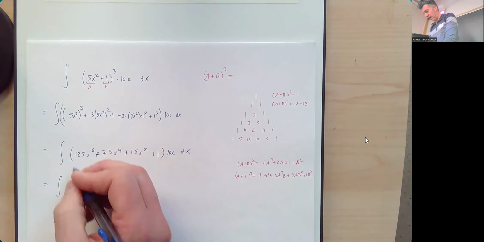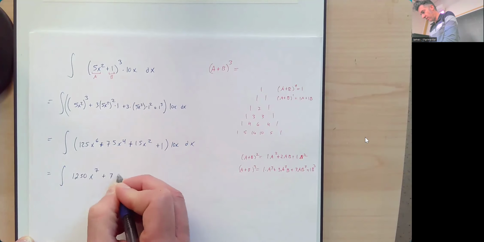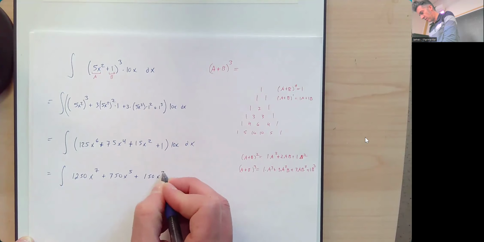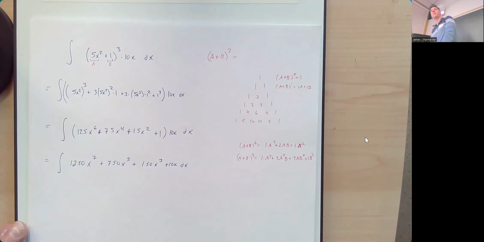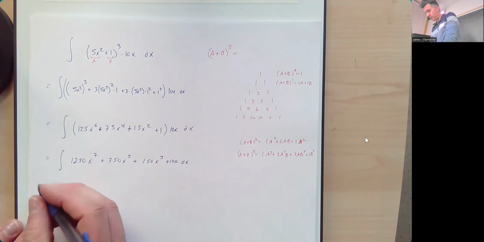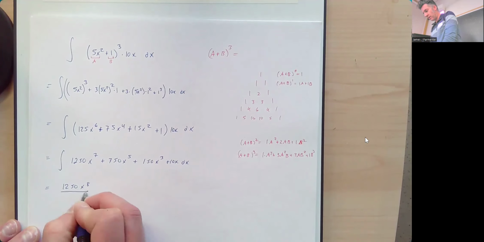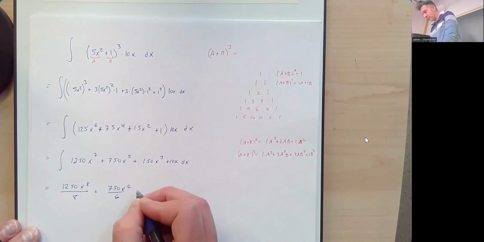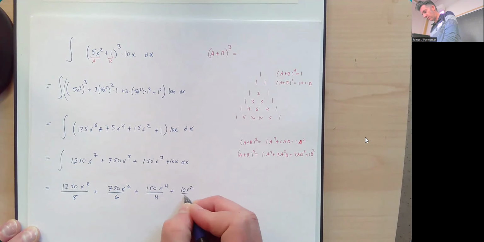Okay, so let's distribute the 10x, and we're going to get 1,250 x to the 7th plus 750 x to the 5th plus 150 x cubed plus 10x. I might have picked an example that's a little too gross, but we will get there, I promise. So, anti-differentiating now, we're going to get 1,250 x to the 8th over 8 plus 750 x to the 6th over 6 plus 150 x to the 4th over 4 plus 10x squared over 2 plus c.